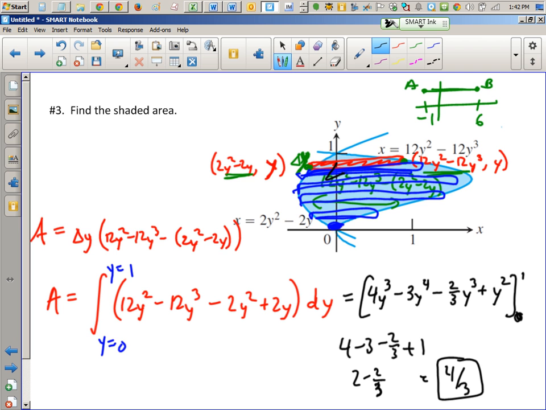It's kind of hard to believe that this area is 4/3. You know? It's so beautiful. Everything's so clean. Like, just a nice rational answer like that. That's so cool. But that's 4/3, and let's do a little takeaway formula for that too.